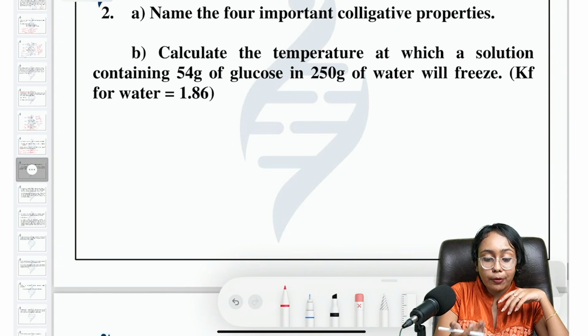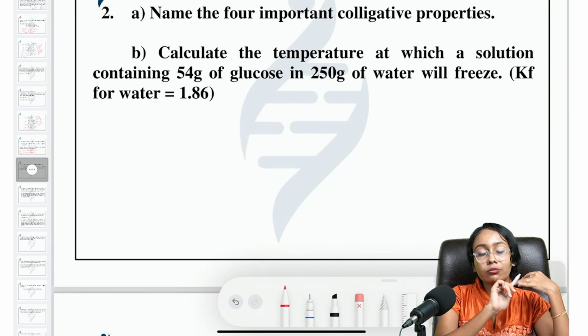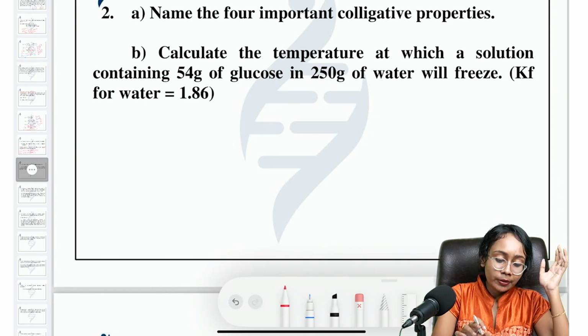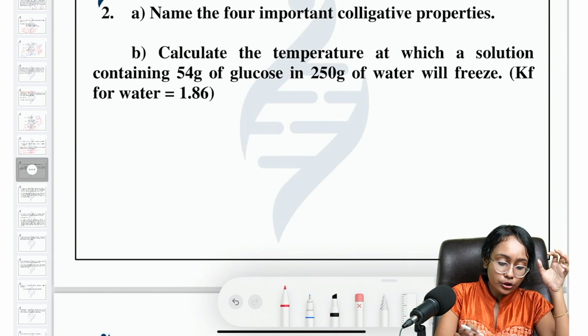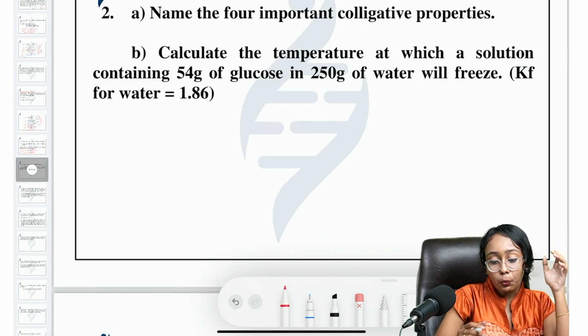Second question, name the 4 important colligative properties. Which are the 4 important colligative properties? Elevation of boiling point, depression of freezing point, osmosis and osmotic pressure, also relative lowering of vapor pressure. Next: calculate the temperature at which a solution containing 54 gram of glucose in 250 gram of water will freeze.